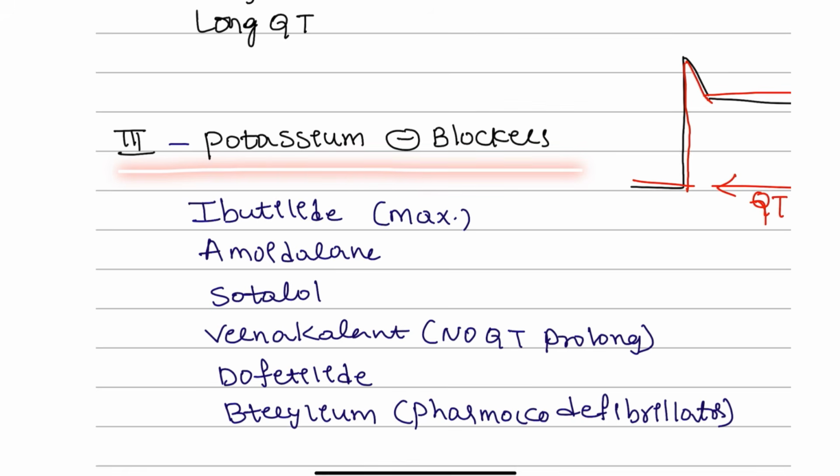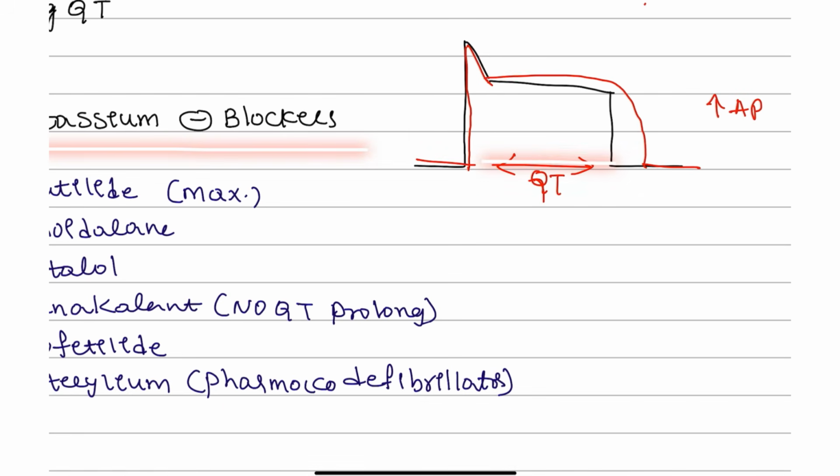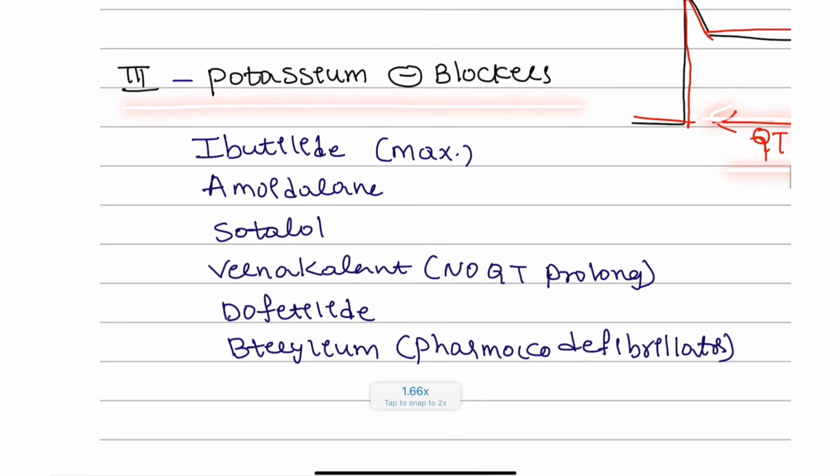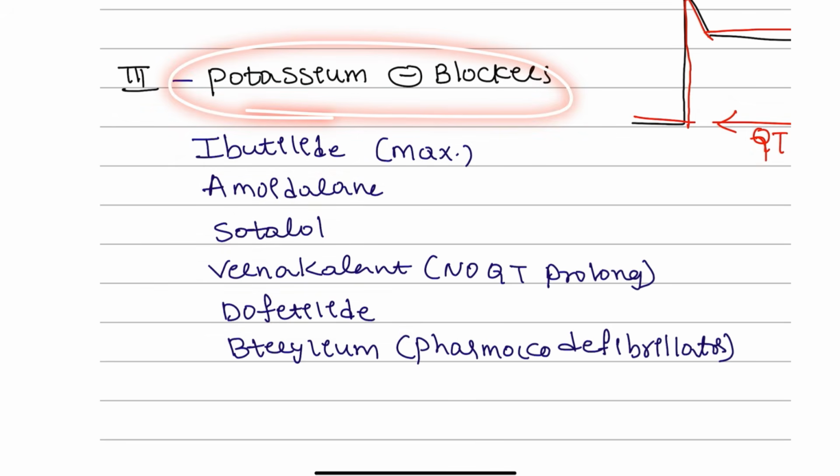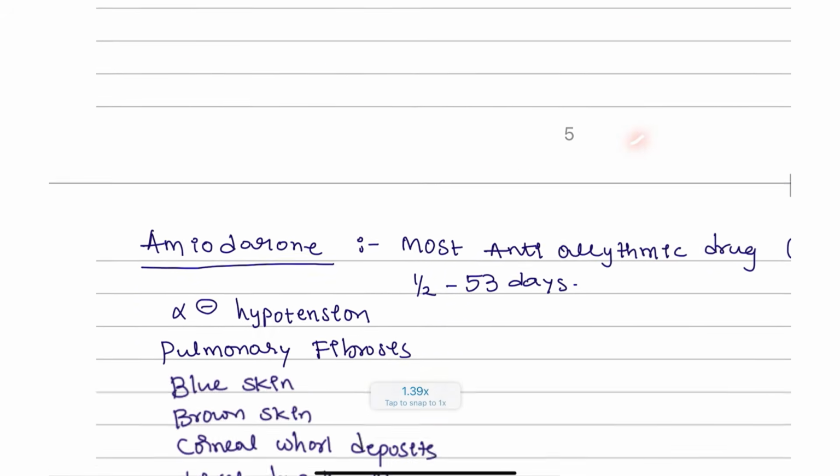Class 3 potassium channel blockers. Here again potassium channel blockade can cause QT prolongation, right? So ibutilide, maximum with ibutilide and minimum with amiodarone. Sotalol and vernakalant and dofetilide and bretylium. These are the common potassium channel blocker drugs that we are going to use in the patients.